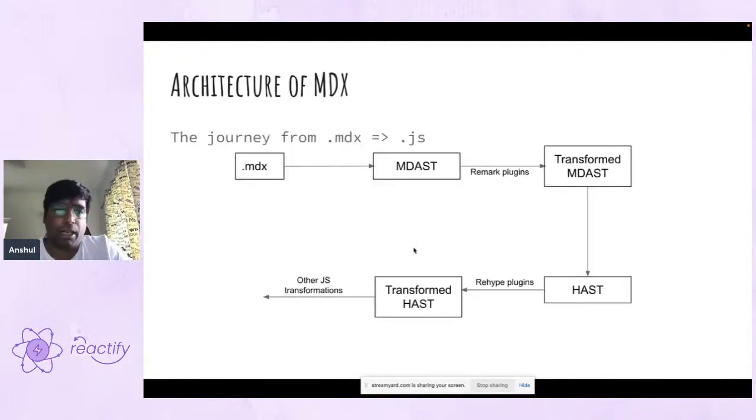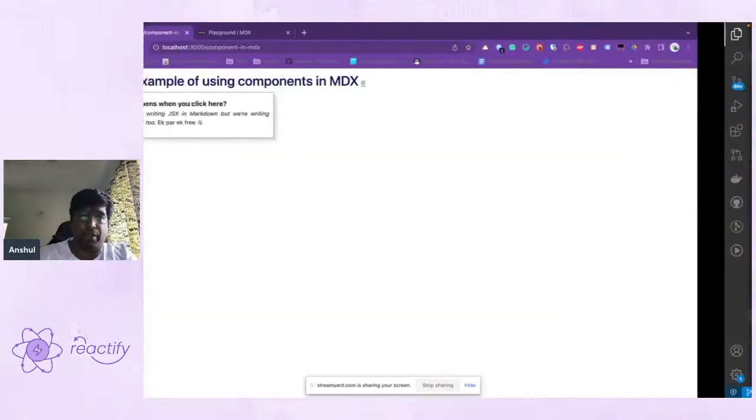This is my favorite part. So the architecture, I'm not going to explain in detail, but it is important to understand for the next step, which is creating your own custom plugins for Markdown. So let's understand very briefly what exactly is happening when Markdown is getting converted to the web page which we are seeing right now here.